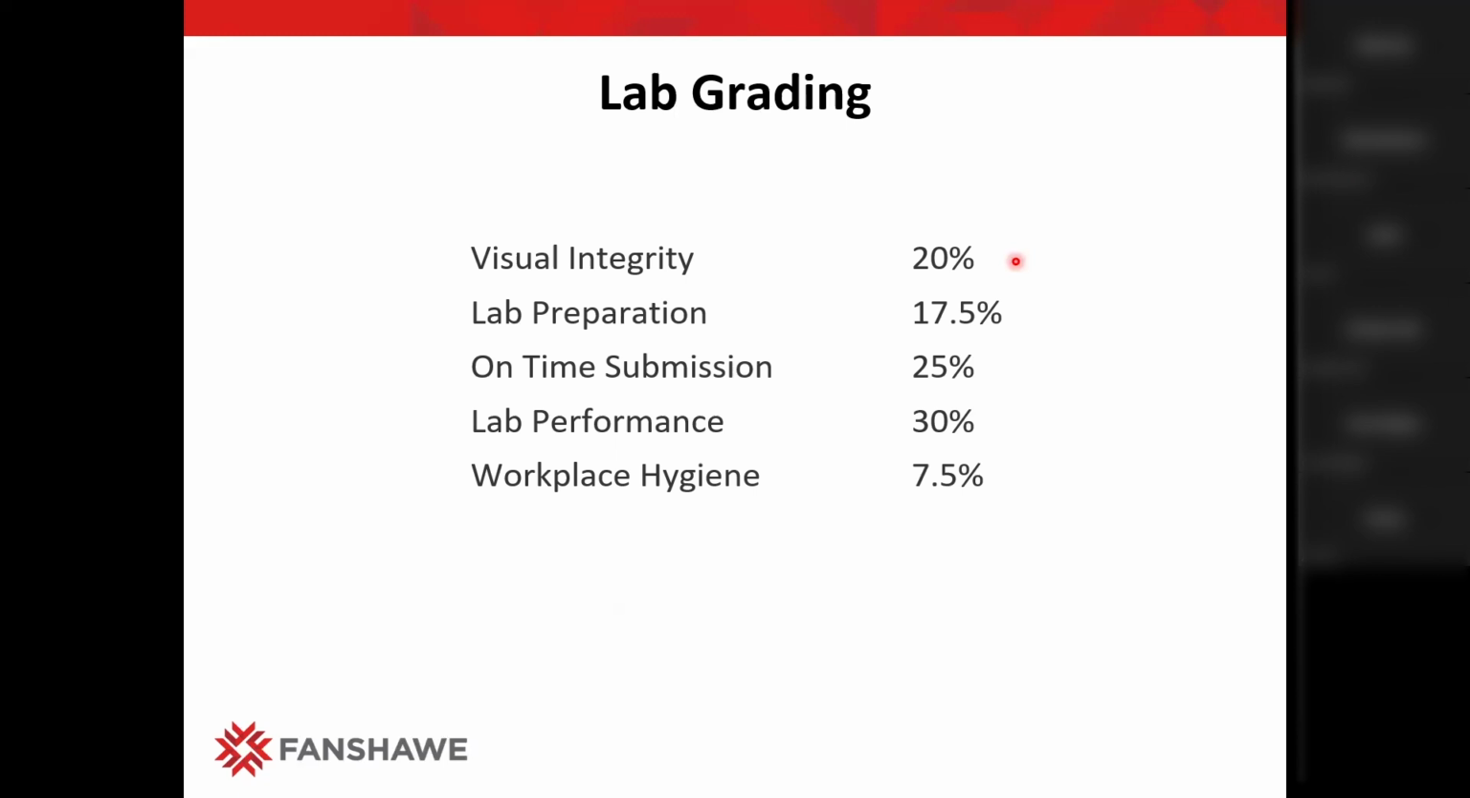Are you in the office receiving the deliverables? Are you in the office preparing them? Get into good habits. Lab prep is 17.5%, exactly, not 0.6. On-time submission is worth 25%.